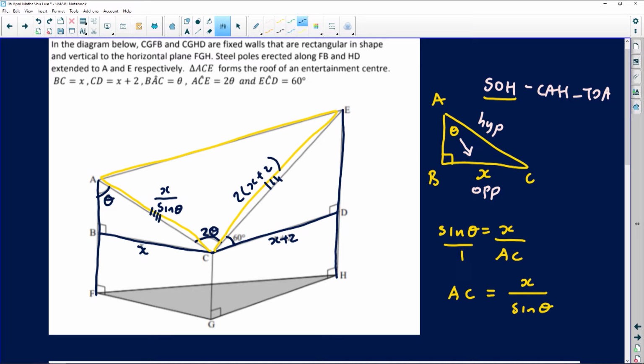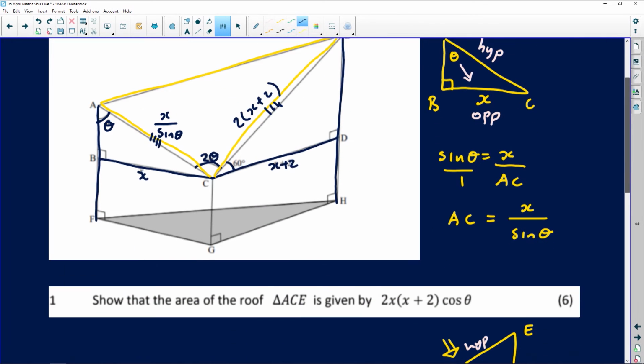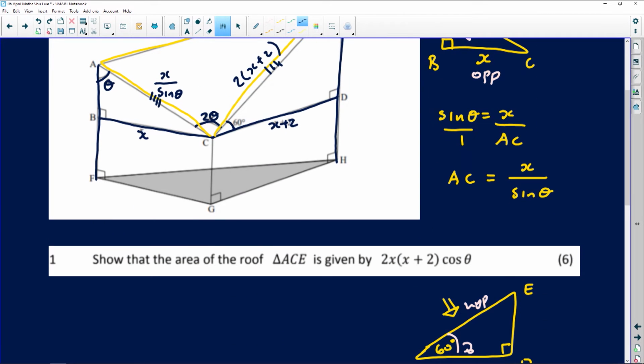Now I've got a triangle with enough information. It has a minimum of 3 things: I've got 2 sides and the included angle. When I've got 2 sides and the included angle, I can apply the area rule from our trigonometry, which we learned in grade 11, and then finish off this question. So let's do exactly that. The area rule says the area of triangle ABC is always half one side multiplied by the sine of the included angle. In this case, the included angle happens to be 2 theta.